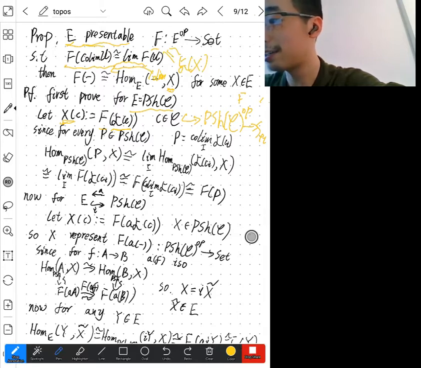Why? Because for any pre-shape p, we just need that p to the x is equal to fp, right? But for any p, we can prove it can be written as a colimit of some unit of C. So this is a colimit of the units of C, so this is equal to the limit over C. And because we restrict on C, this x is just the fc, and so we get this limit of fc.